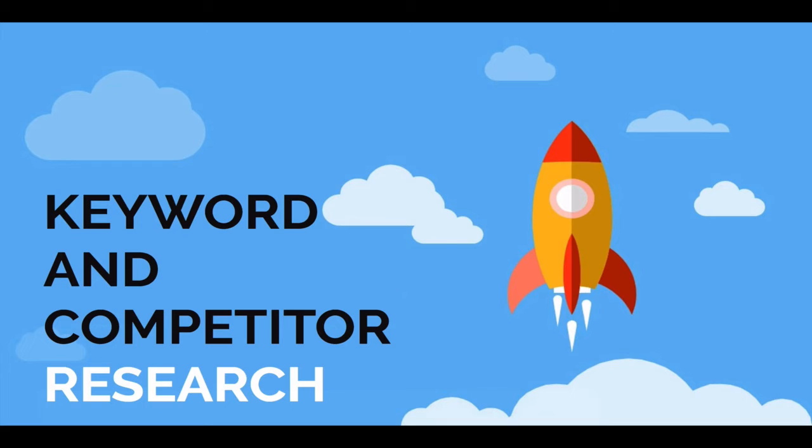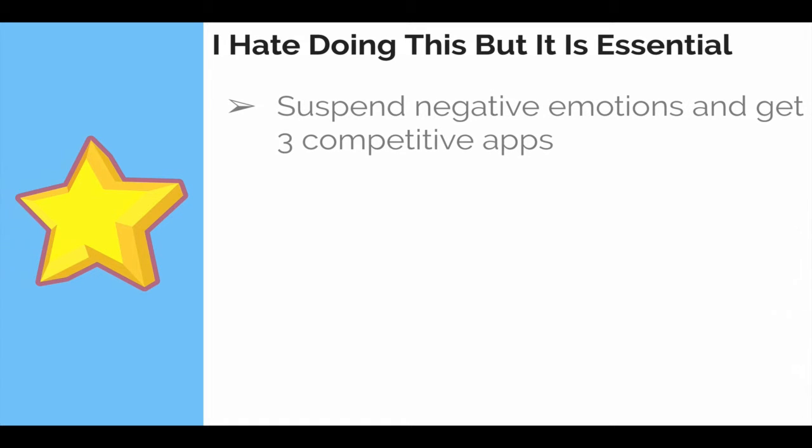In this video, we're going to do an interesting exercise where we're going to do keyword research and competitor research by looking at our top competitor apps. And I know I hate doing this too, because looking at competitors' apps, I just want to throw up. Yeah, they're competition, but this is essential. So we have to suspend the negative emotions, and let's look at 3 competitive apps. And I'm going to show you how to do that in a second. I'm going to walk you through.